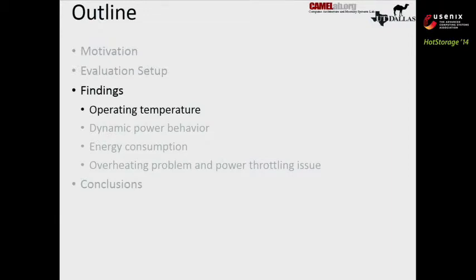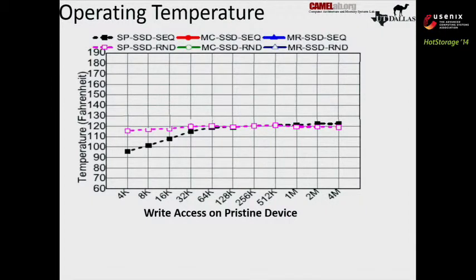Next, we will talk about our findings in operating temperature. These figures show the temperatures with different input data size. The x-axis has 11 different input data sizes, and the y-axis is temperature. The pink line, the black line and the purple line in the slides present the SPSSD. SPSSD is the baseline SSD. So it has very good temperature behavior.